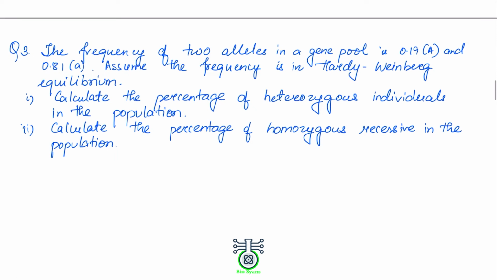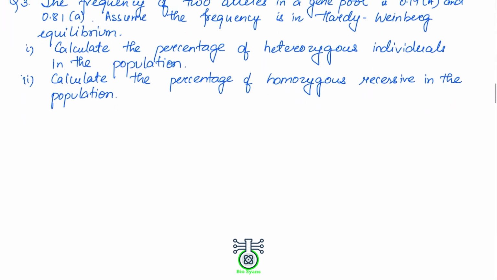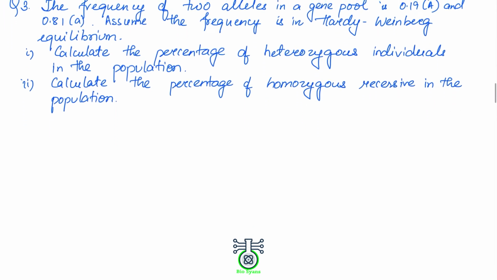So this is our next question. Again, you can pause the video and read the question. Here there are two alleles in a gene pool, with 0.19 representing capital A and 0.81 representing small a. We need to calculate first the percentage of heterozygous individuals in the population, and also the percentage of homozygous individuals in the population.